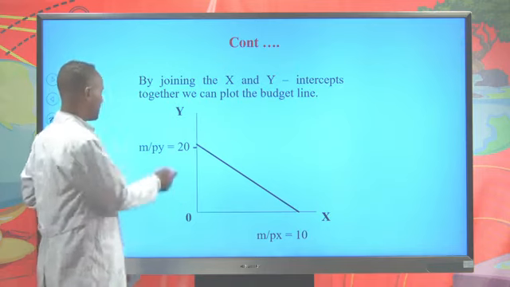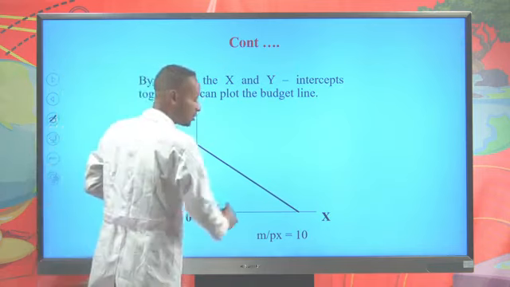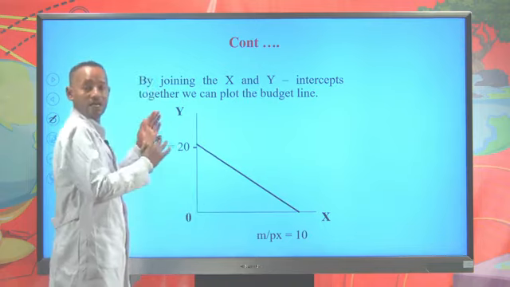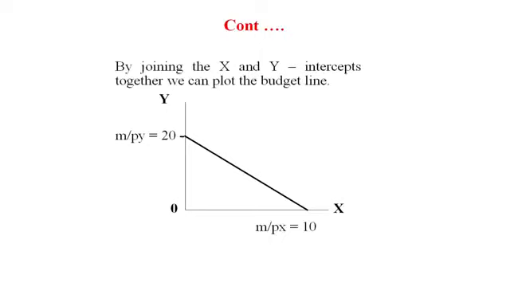This is the budget line. It shows the various combinations of the two commodities X and Y that a consumer can buy using his limited income. Beyond this point, the consumer cannot buy any combinations. Let me show you the way of calculating the slope of the budget line.